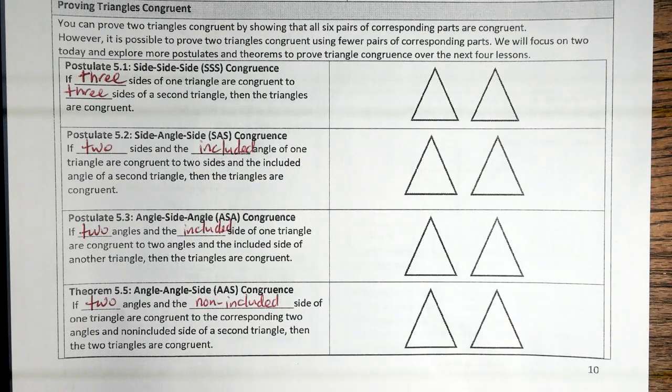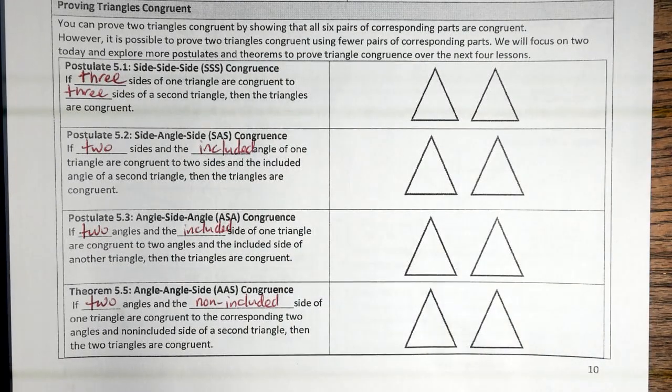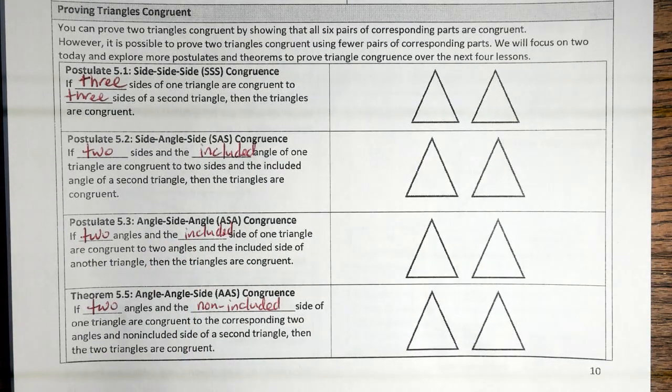All right. However, it is possible to prove 2 triangles congruent using fewer pairs of corresponding parts. We're going to focus on 2 today, and explore more postulates and theorems to prove triangle congruence over the next 4 lessons. So we're going to talk about 4, but we're only going to practice 2. And in the next part, Topic 4, we're going to talk about these in more depth, practice, talk about them again, then practice.